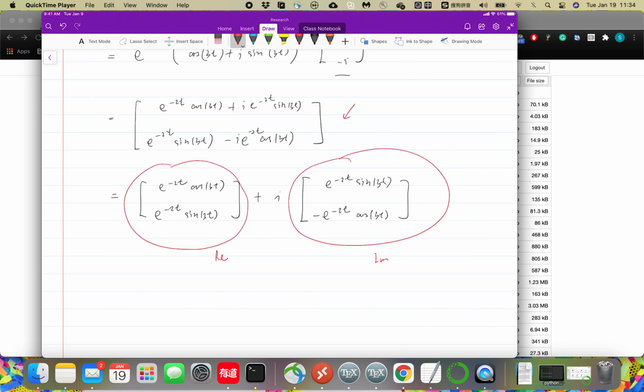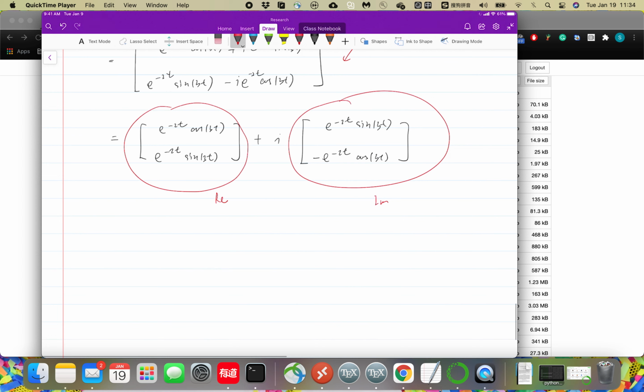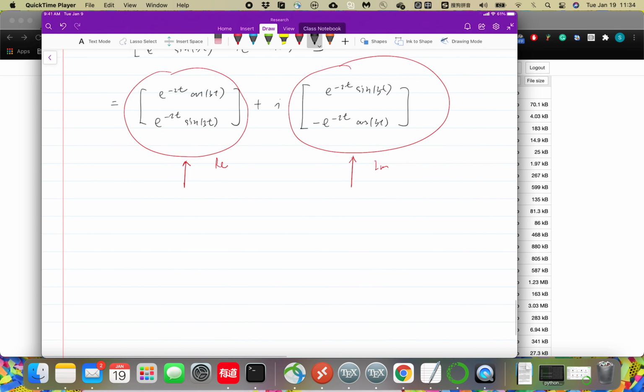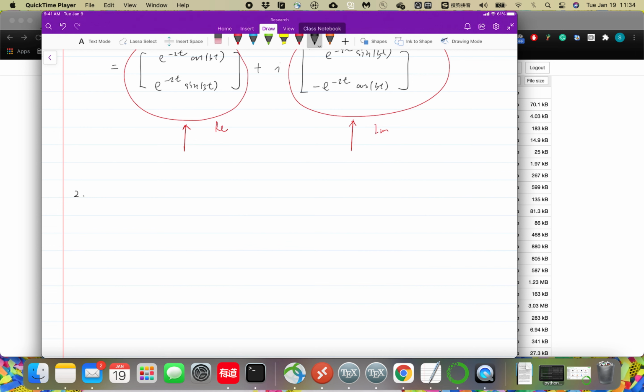Okay. Now, what we want to claim is we can easily prove that this provides one solution to the original diffeq, and this provides another solution to the original diffeq. Okay, so let me explain. Actually, let me write it down as a theorem. Okay. Complex solutions.